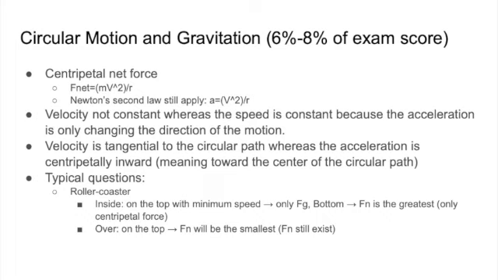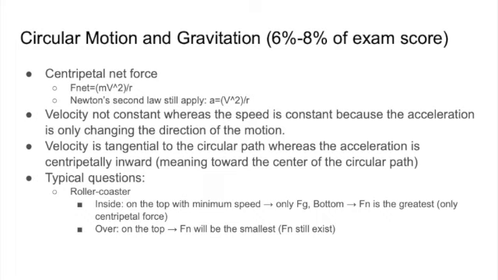The most important idea in this unit is that there is a centripetal net force, meaning F net is equal to mv²/r. And according to Newton's second law, a is going to be v²/r. And in this case, the speed is going to be constant throughout the motion. However, velocity is not going to be constant because the direction is constantly changing since there's an acceleration centripetally inward. And then velocity is going to be tangential to the circular path.